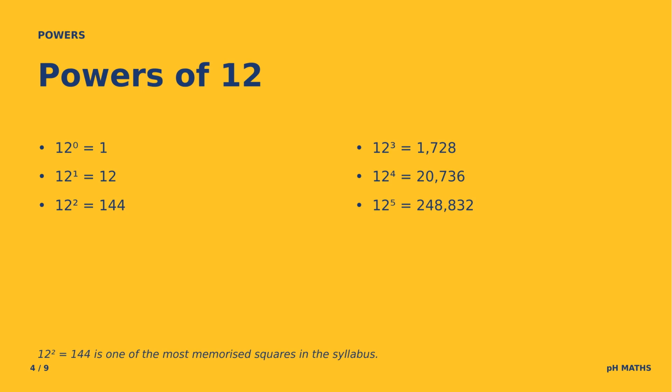Powers of 12. 12 to the 0 is 1. 12 to the 1 is 12. 12 squared, 144, the famous gross. 12 dozen. 12 cubed, 1728, also the number of cubic inches in a cubic foot. 12 to the 4th, 20,736. Memorize 144. It's one of the most used squares on the syllabus.